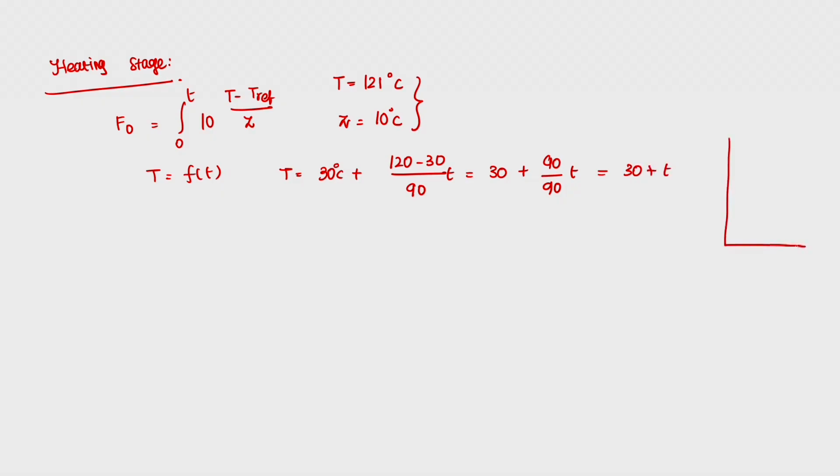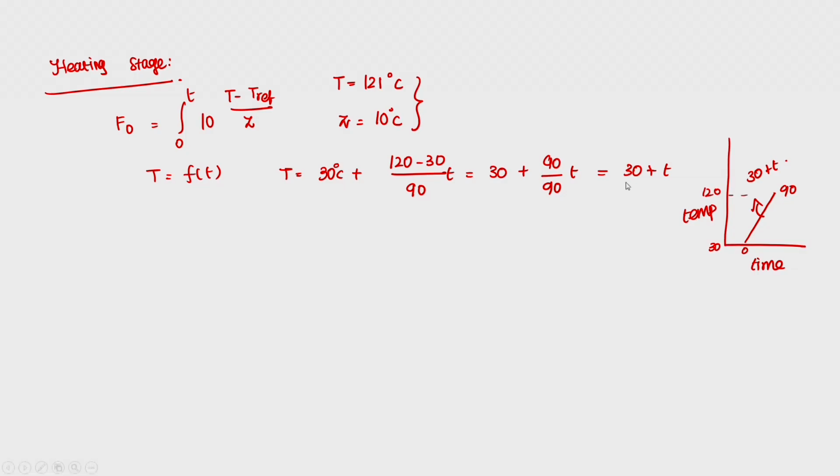For example, if you draw a graph between time versus temperature, your heating stage increases linearly. This linear function is nothing but 30 plus t. I have not drawn it to scale. For example, you may take 30 degrees temperature here at 0 seconds, and here at 90 seconds, this temperature is nothing but 120. I have not drawn it to scale.